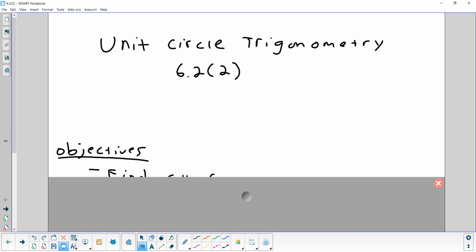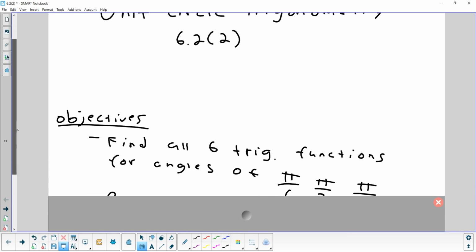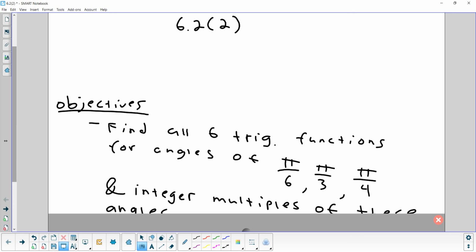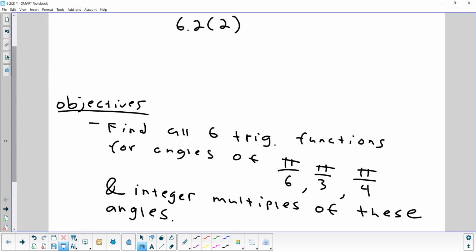All right, so second part of 6.2, basically we're going to extend what we learned in part 1, except now we're going to look at what if we had angles that aren't just 0, 90, 180, and 270. Those are easy to find the coordinates of. We're going to look at finding the trig functions for 30s and 45s and multiples. Multiples are super easy if you know how to do it for just the regular 30s and 45s.